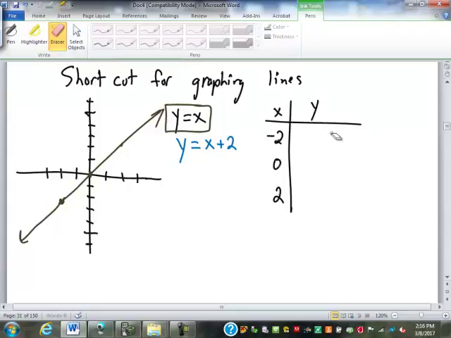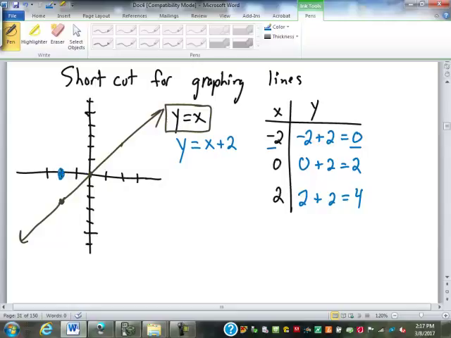So I'm going to clear out my table here, and I'm going to fill in numbers for this graph. If y equals x plus 2, if x is -2, what's -2 plus 2? 0. If x is 0, what's 0 plus 2? 2. And if x is 2, 2 plus 2 is 4. Perfect. So we get the ordered pairs here, -2, 0.